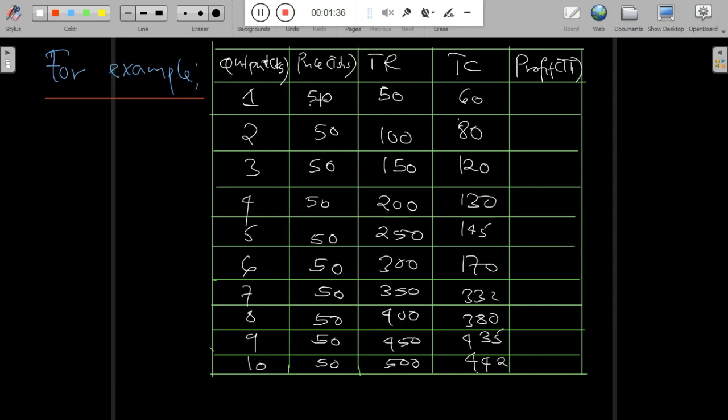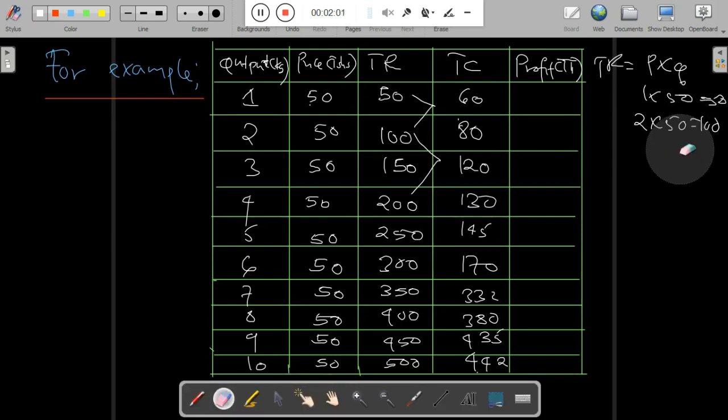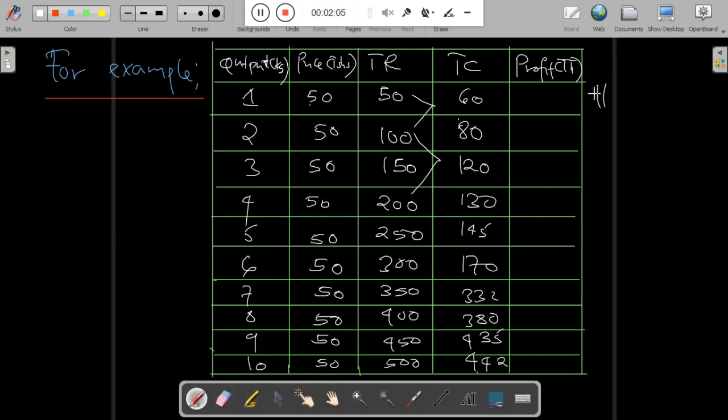of output where the difference between total revenue and total cost is at maximum. So total revenue minus total cost at maximum is where we consider the way the firm maximizes profit. Profit is given by taking total revenue minus total cost, and total revenue is equal to price times quantity.